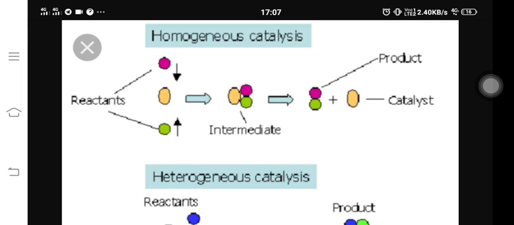We can understand homogeneous catalysis by studying these examples. Here, XYZ is the example in which the reactant molecules and, in between, the catalyst is also there. Means the reactants and the catalyst are in the same phase. They form the intermediates and then convert into product, and then the catalyst separates out. It is homogeneous catalysis.